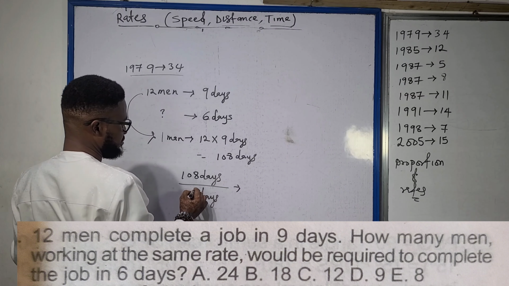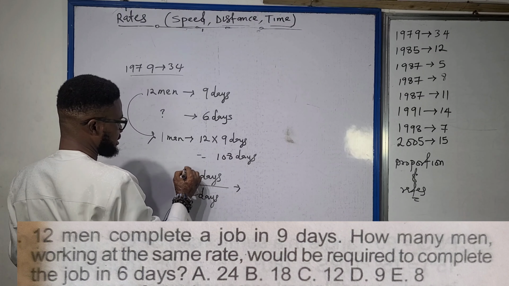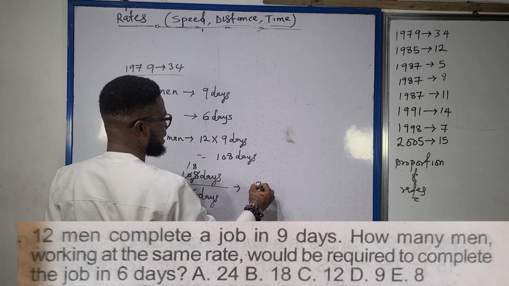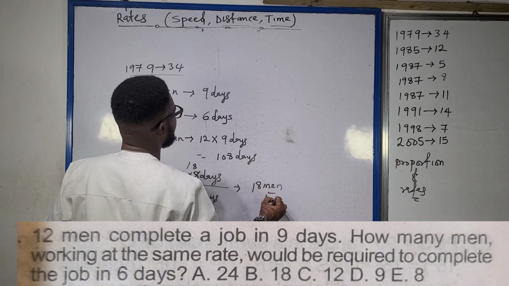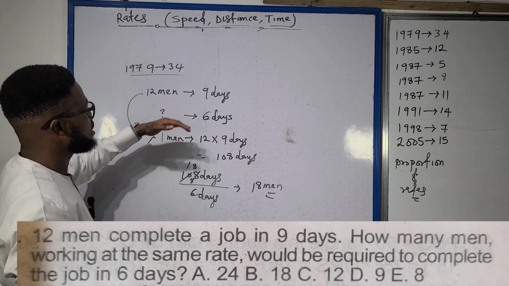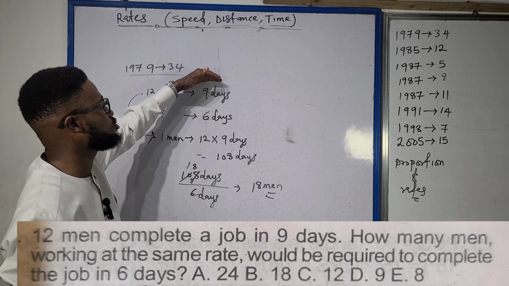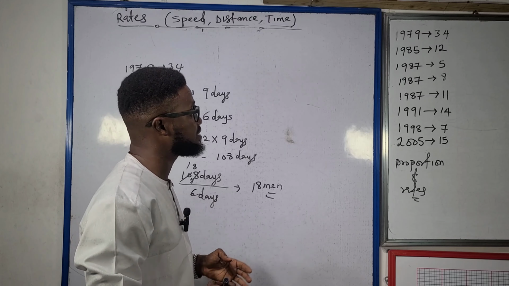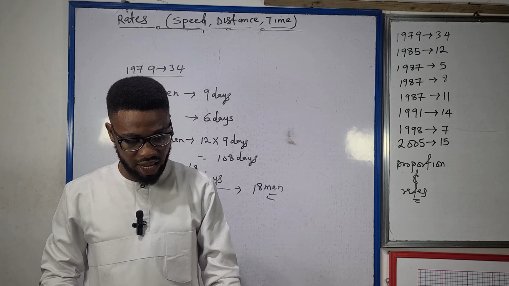Then I'm going to have 6 here, 1, remainder 4, 6 and 48, 8. That's 18 men. Because they are going to be taking a lot lesser time now. For them to use lesser number of days, then the number of men must increase. So that ends that particular question.